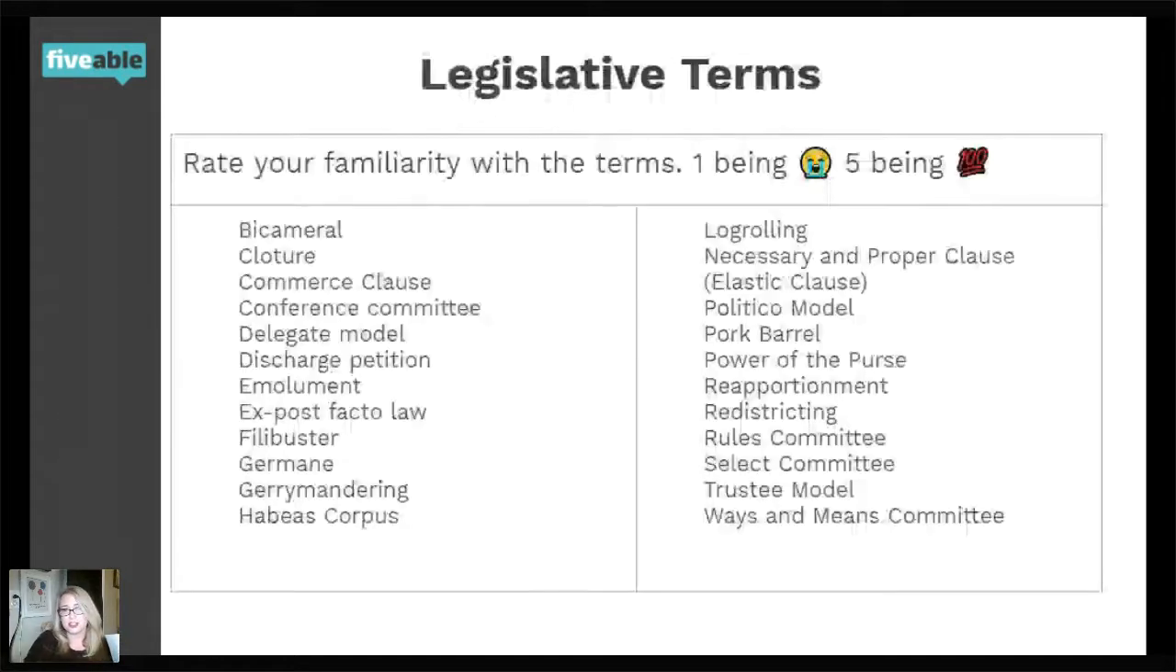The first thing I want you to do is tell me how familiar you are with these terms. So take a minute to look at them. These are the things that we're going to be talking about today. If it's been a long time since you've been in AP Gov, like last semester, and you haven't really thought about it since December, you might be at a one and that's okay. But if you feel like you could explain it to a friend, that would be a 5 level. So in the chat box, you can tell me where you think you are. All right, that's okay.